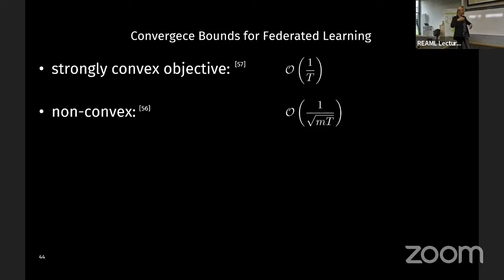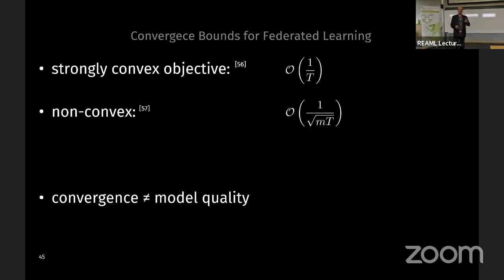Okay. Nonetheless, these convergence results are interesting. There are actually quite a lot by now. But the big issue I have, especially for non-convex problems, is convergence does not guarantee you good model quality. You can converge very quickly to a very bad minimum that doesn't give you anything. So what we instead would need to look at is model quality.